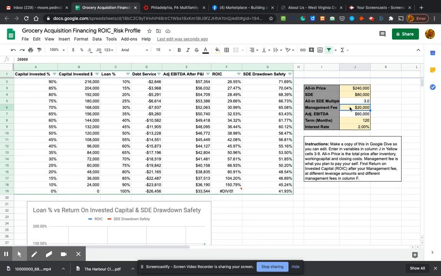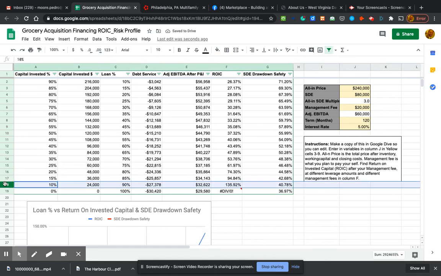Can you afford to do this, right? And if you bump this up to maybe 5%, right? So still 24 grand. The debt service went up to 27 grand. Your leftover is 32 grand because you're also taking a $20,000 management fee.